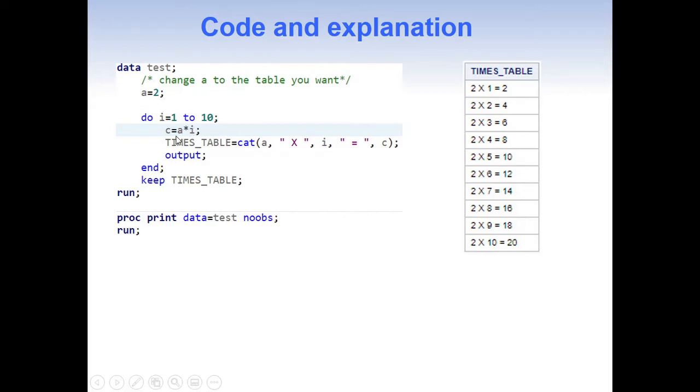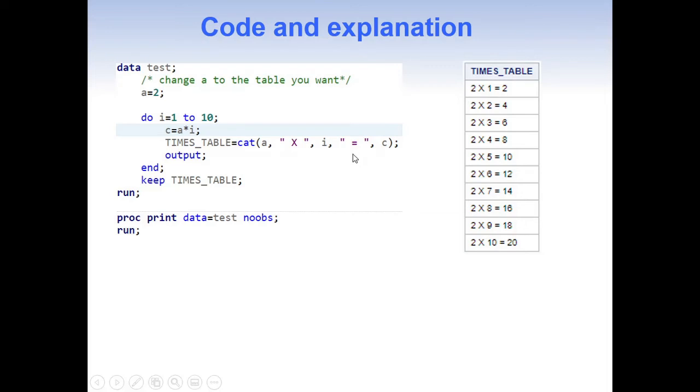Now all I need to do is create a new variable wherein I can bring them all together. So I'm naming that variable times underscore table, equal to, and I'm doing concatenation of A, which gives me the value of 2, and I'm also using an x along with the index variable, and you can see that now we have this part wherein 2 into 1, 2 into 2, we already have set this part.